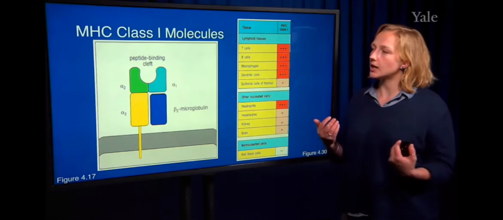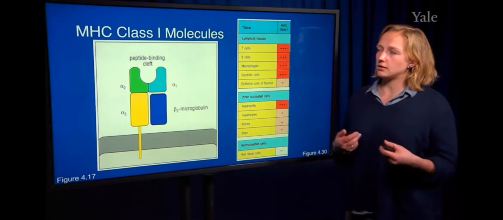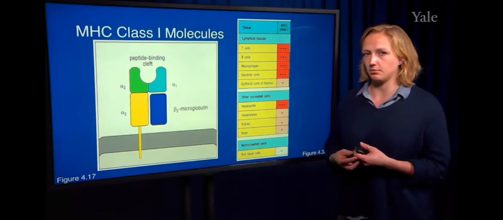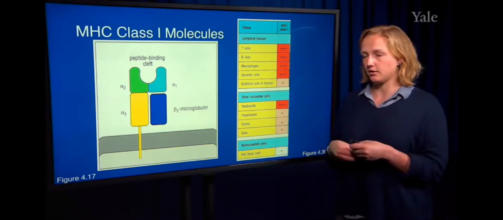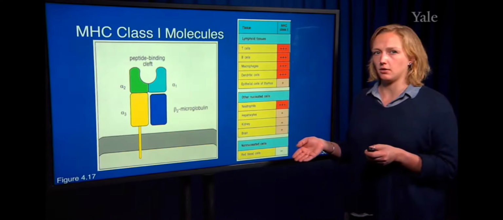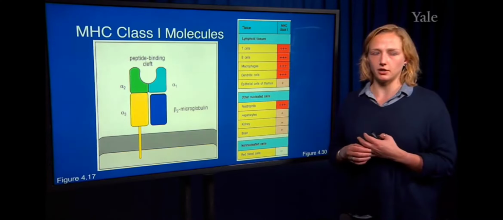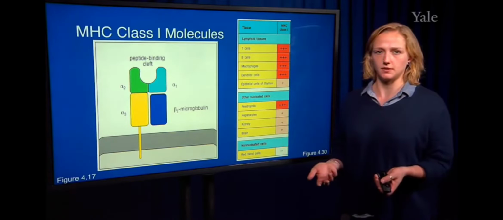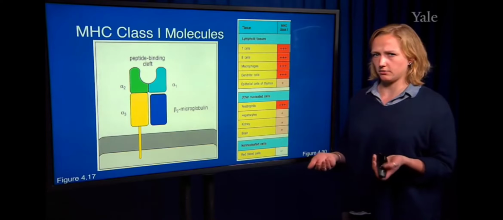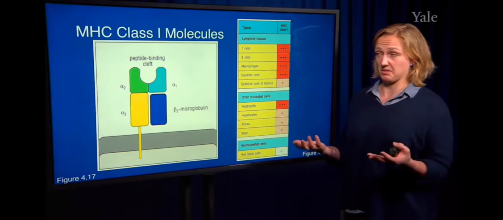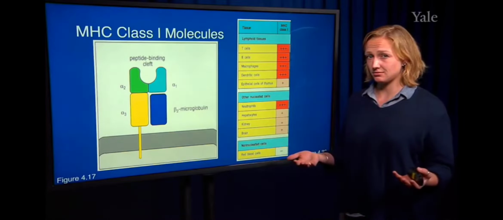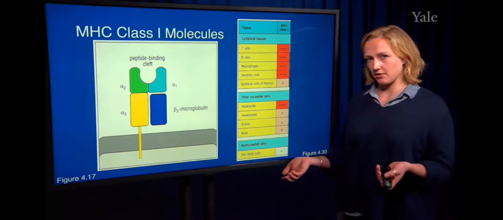Now, I'm just going to give you a couple seconds to think about why you would want to display proteins from inside yourself on every single cell. I don't want you to think about it in terms of why we would want to present our own proteins, but are there any reasons why you would want to present something that's maybe not yourself from the outside? What about intracellular pathogens such as viruses and bacteria?